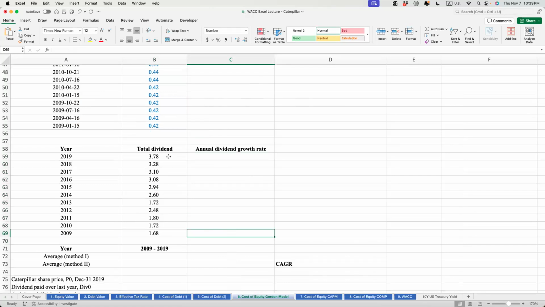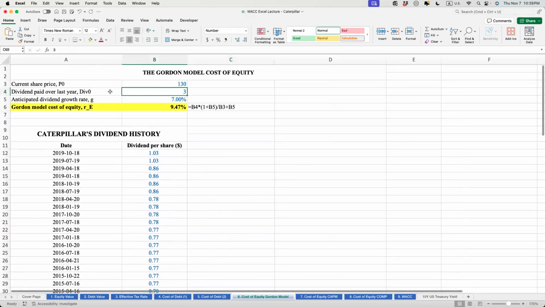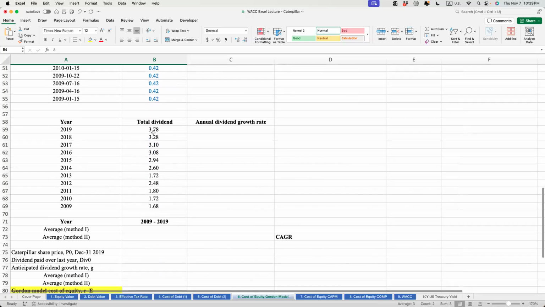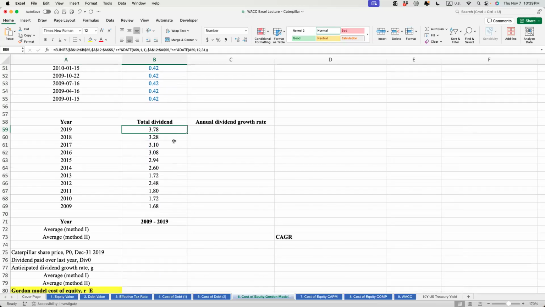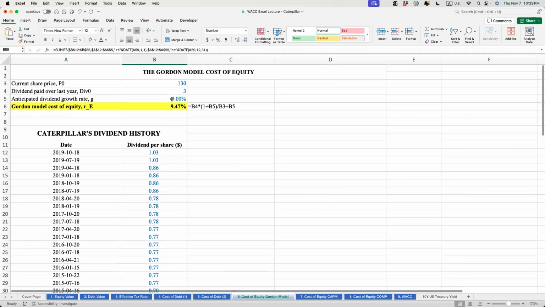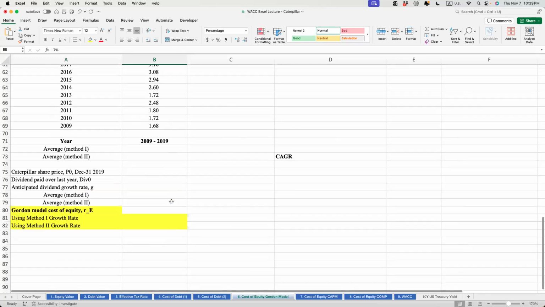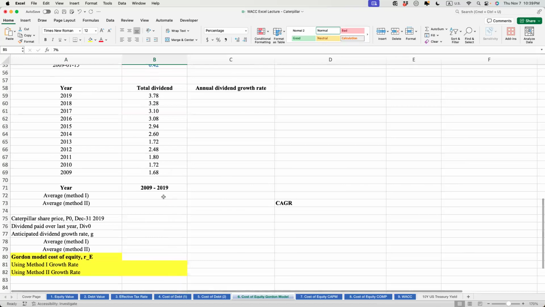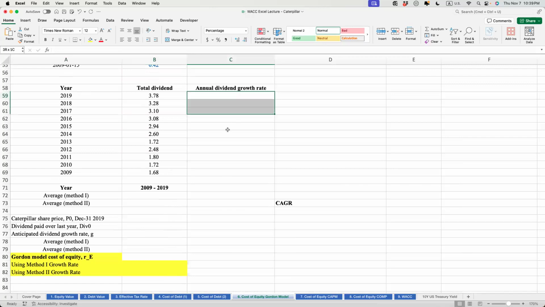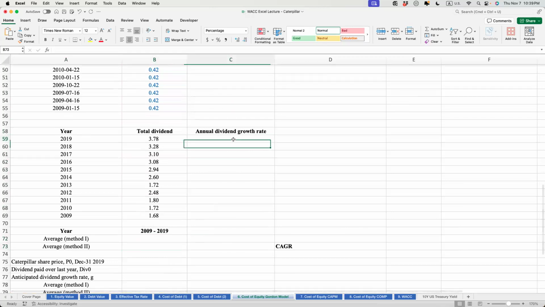So why we're doing this is because, first, we do need to find the dividends over the last year. That is your annual dividends payment, which means there will be this $3.78. Second, we need to estimate what the growth rate for the dividends is. So for this example here, I did show you there are two ways to estimate the growth rate. You can calculate the annual growth rate and then take an average, or you can calculate the compound annual growth rate. So we're gonna start with the annual dividends growth rate.